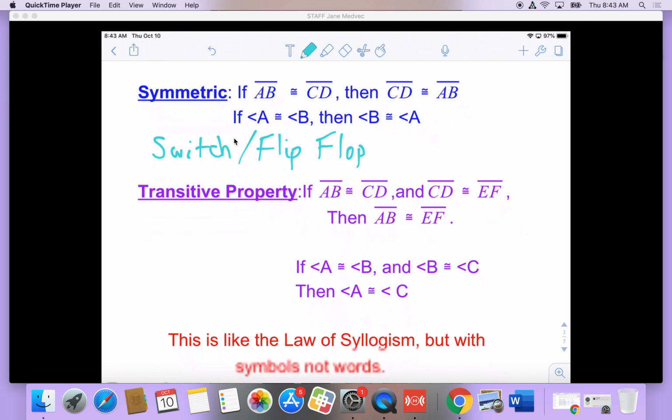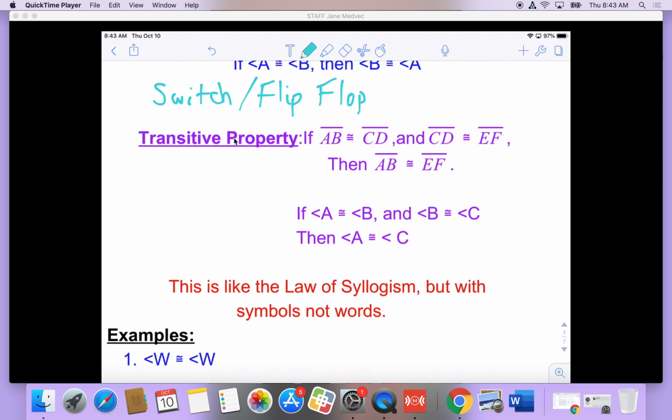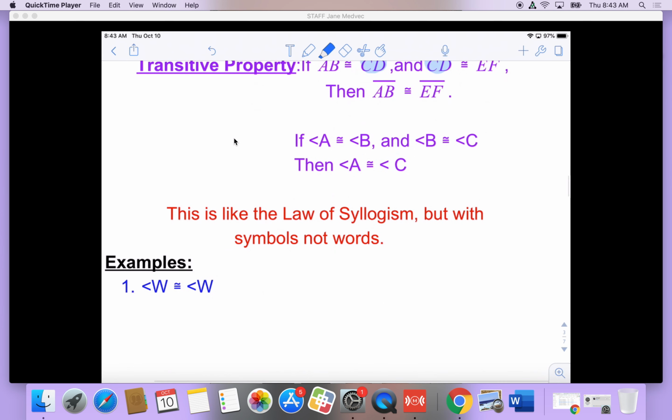And then the transitive property. Kids get confused between substitution and transitive. I think of transitive more with words and symbols, like with congruence. So an example is if AB is congruent to CD and CD is congruent to EF, then AB is congruent to EF. Essentially it's kind of like the law of syllogism, but with symbols. Notice this is the inside of the Oreo cookie. I take those out and I put the two ends together. If angle A is congruent to angle B and B is congruent to C, then A is congruent to C.